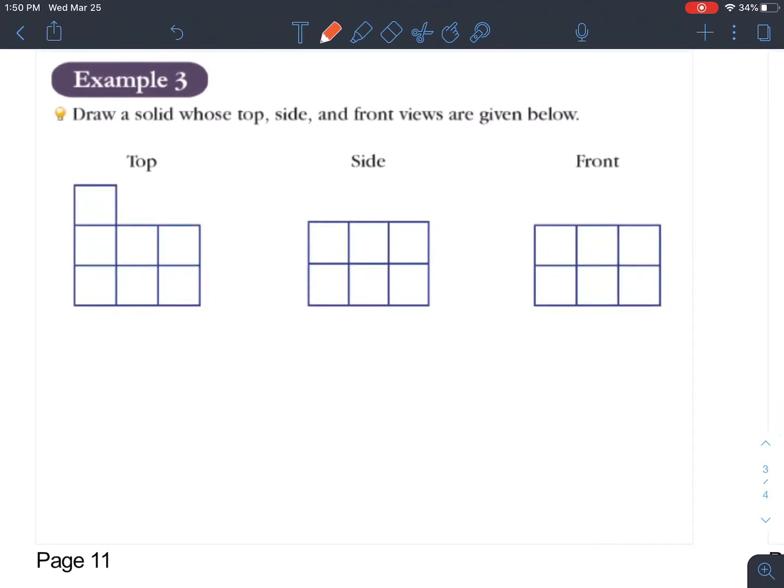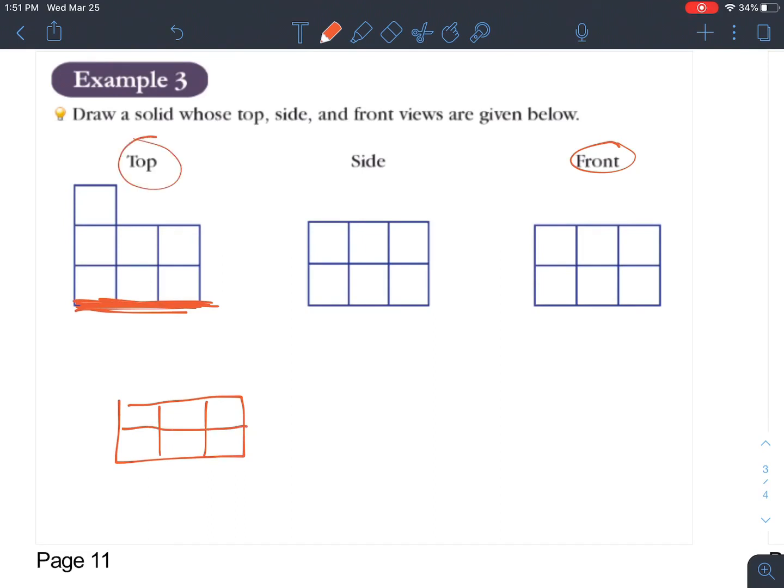Now sometimes we're also going to have the 3 different views given, and what we need to do is we have to find what the solid looks like. So in this case, I think what's going to be easiest is if we start with the front view and we combine it with the top, specifically because this part that I am highlighting here, that is the front side from the top view. So I know for my front, if it is 3 wide and it's 2 tall, we've got that. And now I'm going to try to draw the top part.